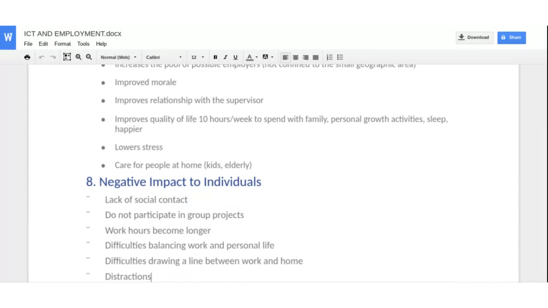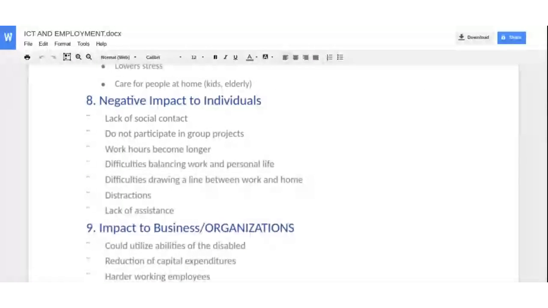What about negative impacts? So there are also some negative impacts, like lack of social contact. Of course, it is good to have interaction with other colleagues. And also there are certain other dimensions of social issues that are important that may be lost when somebody is doing telecommuting. So that's one of them, lack of social contact, lack of participating in group projects. Of course, that's also important.